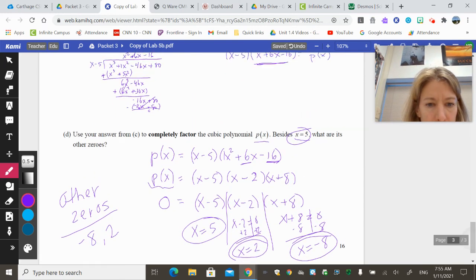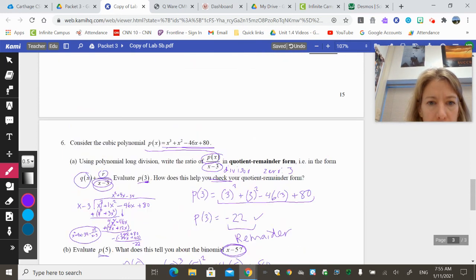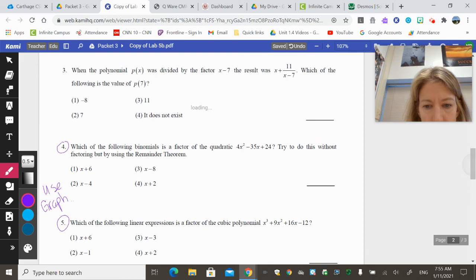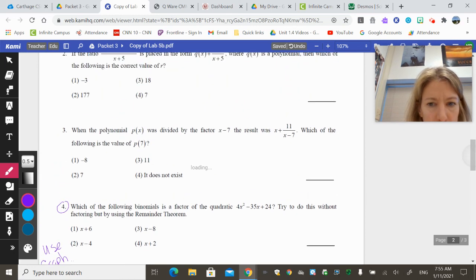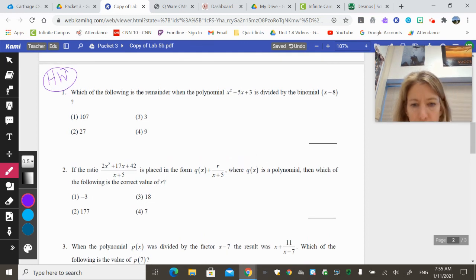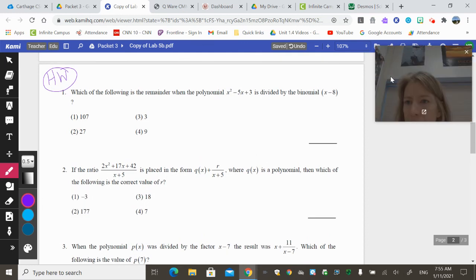So your homework, like I said, is to do page 15, and you can use the Desmos app to graph for numbers 4 and 5, and make sure you show work for the rest. You will not get credit without showing work. All right, so that's the remainder of the remainder theorem.